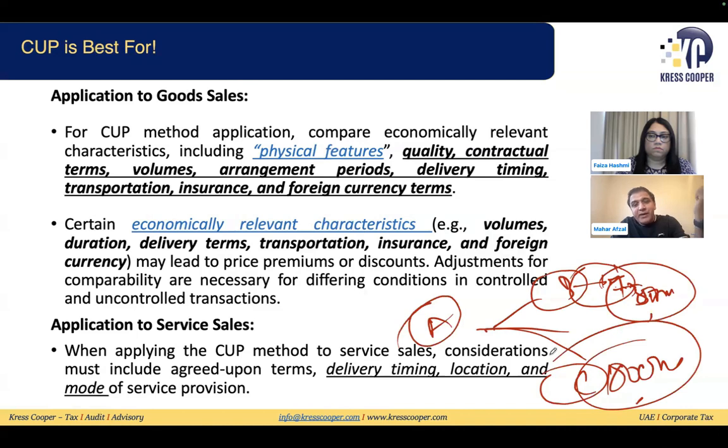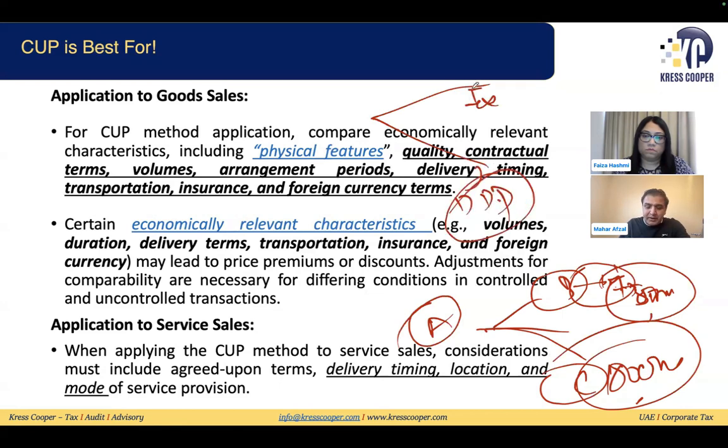That's why I said we need to consider multiple factors to make the adjustment. These multiple factors can be physical features such as quality, contractual terms, volume, arrangement, period, delivery term, transportation, and incoterms. Just to give you an example: if with one party you have signed an incoterm of EXW, and with a second party you have signed an incoterm of DDP, delivered duty paid, then the extra transportation cost will be there. This will require an adjustment. In the same way, some economic factors we need to consider are volume, duration, delivery term, transportation, insurance, and freight.